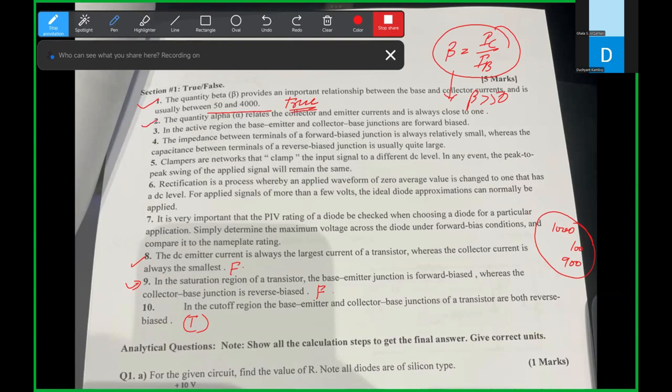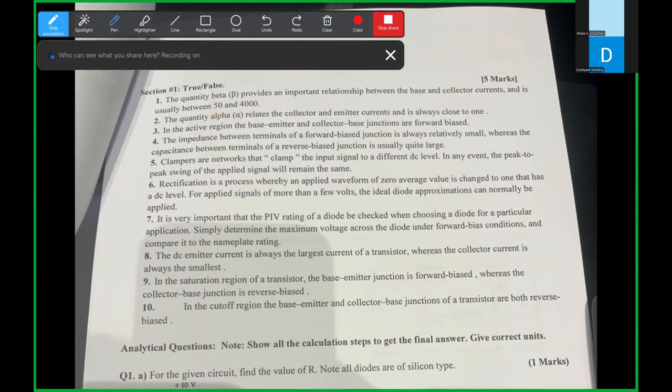Okay, next, second question. Read it and tell me. The alpha is IC over IE. Very good. And its value is how much? That is almost equal to 1. So true. 0.99, something like that. True. Third.